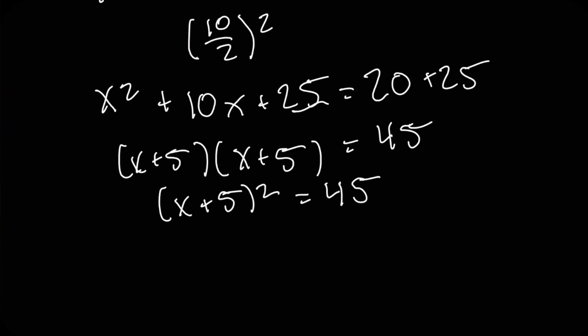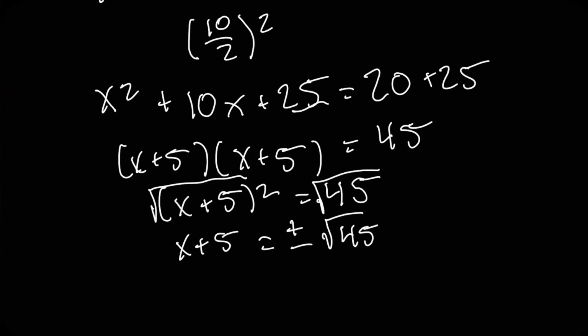And to get rid of the square here, we can take the square root, which will give us x plus 5 is equal to, and remember, whenever you take the square root, add that plus or minus square root of 45. So now we have x plus 5 is equal to plus or minus square root of 45. Let's get this 5 on the other side. x is equal to negative 5 plus or minus the square root of 45.